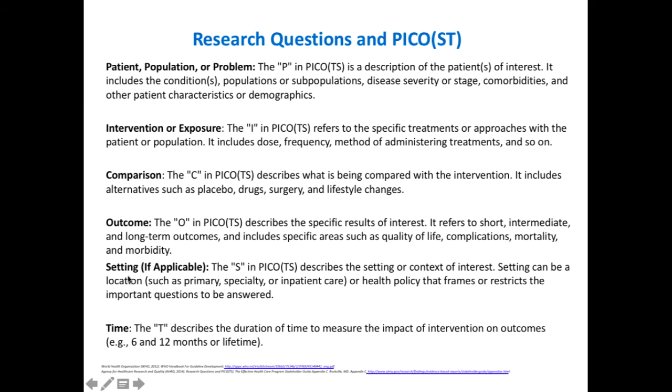The setting, S in PICOS, stands for settings. These are the settings that are affected by this intervention, for example, whether that intervention increases the number of outpatient, decreases the number of inpatient, or any other type of settings in our healthcare system. For example, if our intervention is increasing the number of people who have access to care, meaning increasing the number of insured, then definitely that is increasing the number of outpatient.